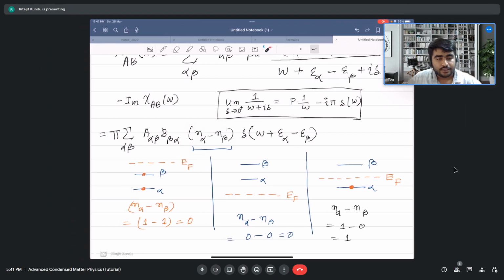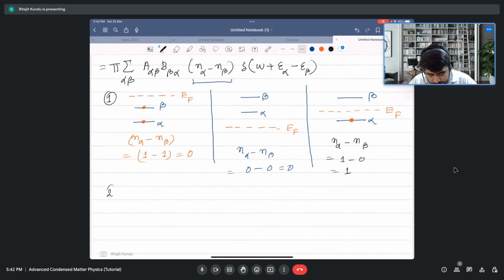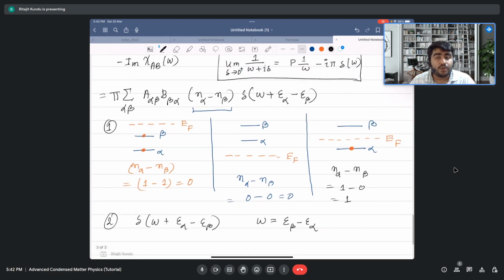Okay. So the first term effectively can help you to detect the Fermi energy, right? It will tell you when you can have this kind of transitions between alpha and beta. So this is the first information that you see from this very simple non-interacting picture. And the second is this delta of omega plus epsilon alpha minus epsilon beta. What this tells you is that omega has to be the same as epsilon beta minus epsilon alpha. Then only this correlation becomes non-zero.